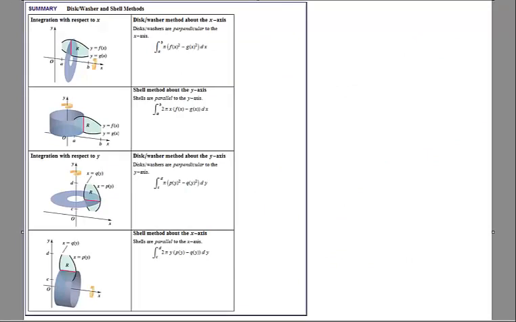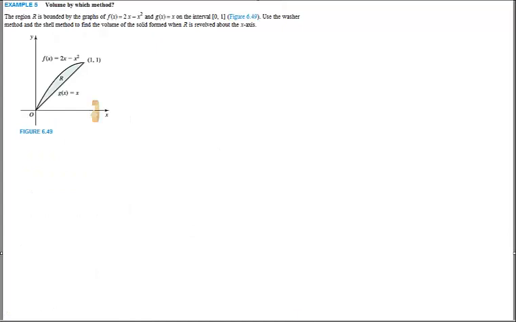we have just a summary of the disk, washer, and shell methods, and when you're integrating with respect to x or to y axis. We've been through those examples, so I would keep this with you whenever you were going to take a test, so that you would have a nice little summary that's in a beautiful little table, and I've got it in your instructor notes for you.